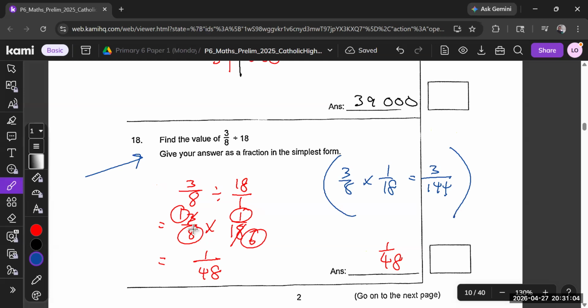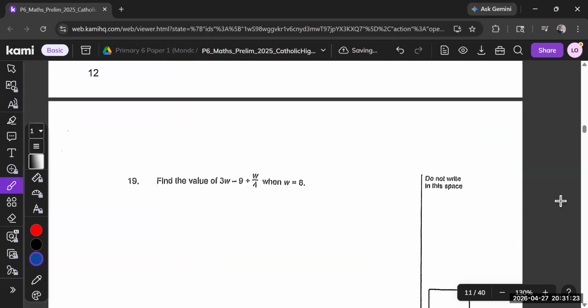Okay, as long as you do what Mr. has shown you, you cancel. That is good. But do not do it this way. If you do it this way, you take more time to do the working. Then you must take 18 times 8. So troublesome. So don't do it this way. Okay? Do the shortcut, which is to cancel. Okay, next one. Let's move on.